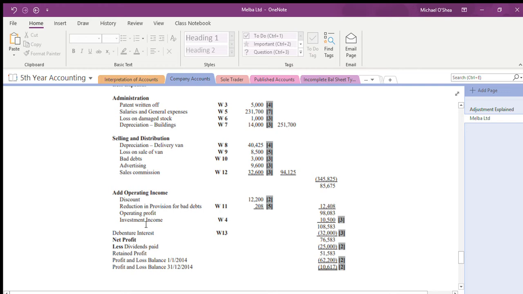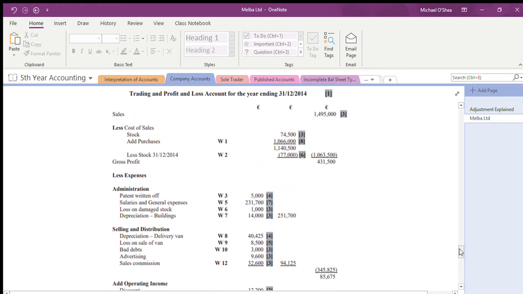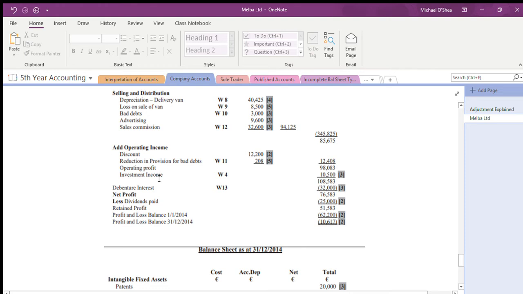You have your sales, cost of sales, gross profit. You've admin, selling and distribution, operating income. Then you have your exceptional items, your investment income, debenture interest, or profit on sale of land as well if it was here. We don't have the taxation, so normally in the published accounts you'd have net profit before tax, you'd have profit after tax, and then you have dividends, and then retained profit from the first of the first, and P&L at the end of the year. So this format is actually going to be the exact same as published accounts.